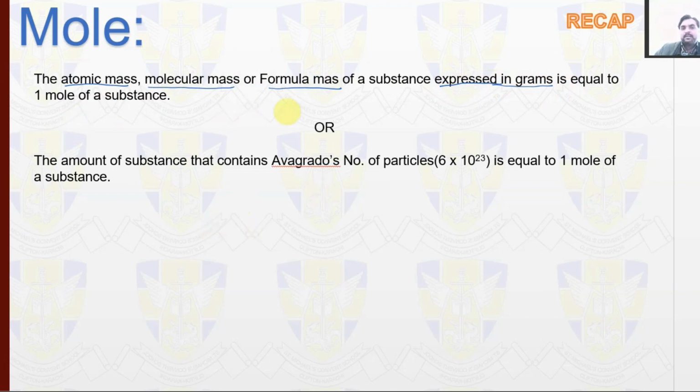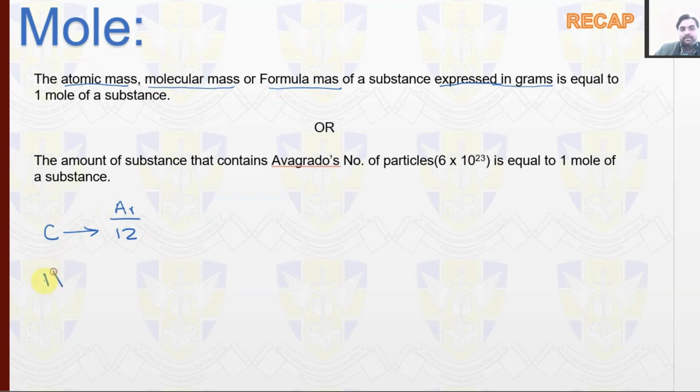Right, we have discussed this definition in detail a lot. For example, if we talk about carbon, carbon has a relative atomic mass of 12, right? And you all know that atomic mass, molecular mass and formula mass, all three of these do not have any particular unit, right? For example, carbon's atomic mass is 12, but without any unit. It's just a number 12, right?